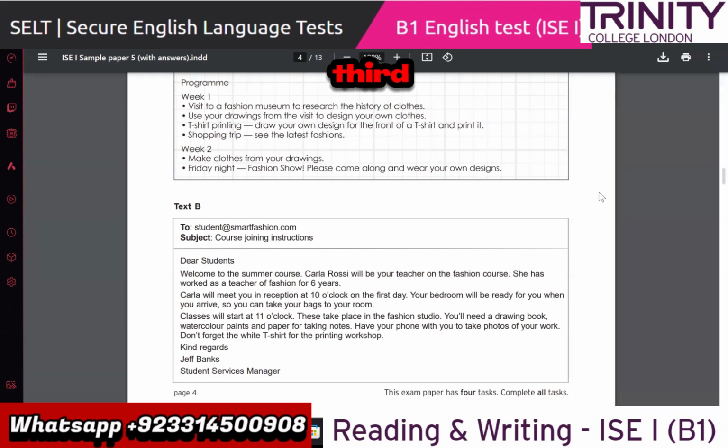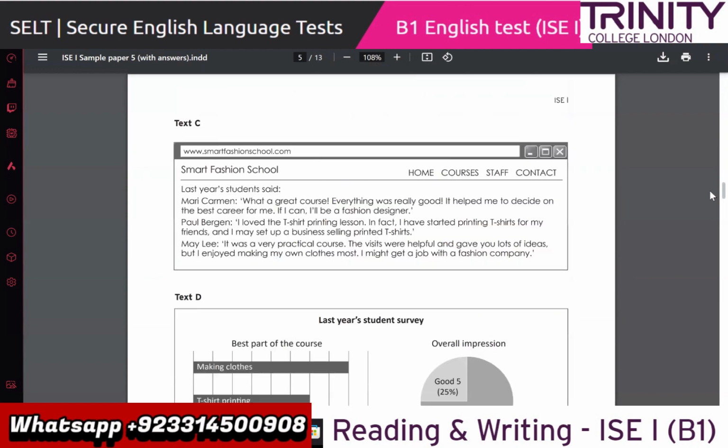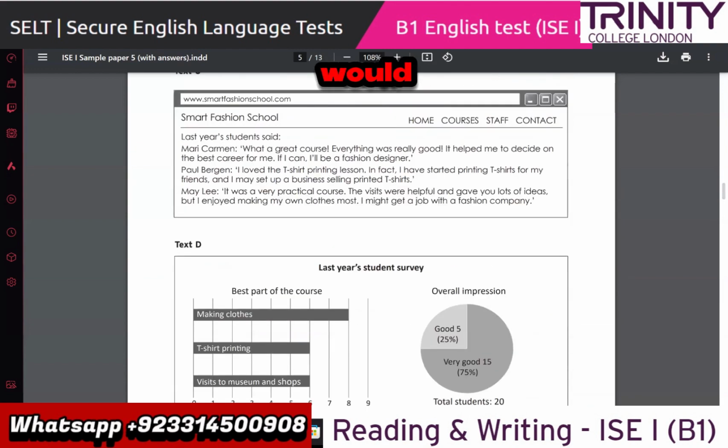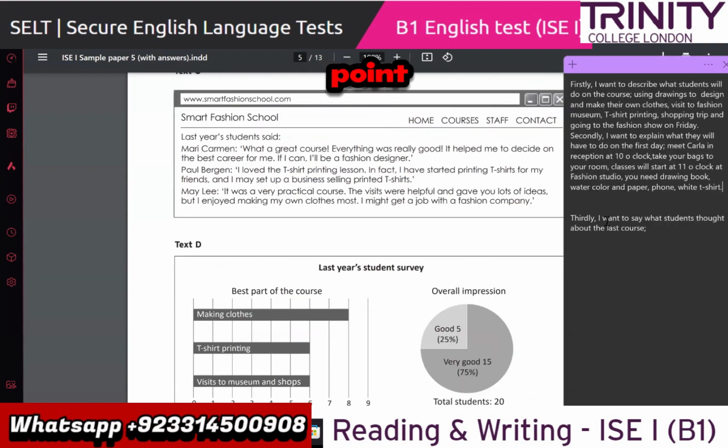Okay, now the third point is, thirdly, both these texts would be used to describe the last point. Thirdly, I want to say what students thought about the last course. What did they think about the last course? Look, Muhammad, read C.